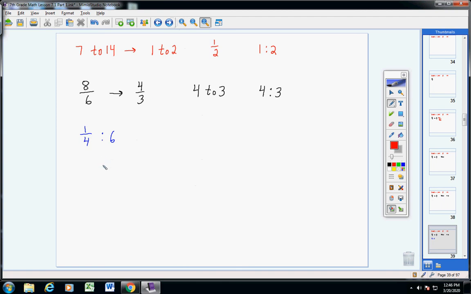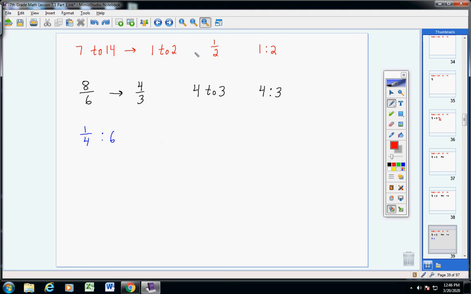Okay, so now I want you to take this ratio. Notice one of your numbers in your ratio is a fraction. We don't want that, okay? So I want you to, on your own, pause the video, multiply by a certain number, and rewrite your ratio so that it has no fractions. Pause the video and do that now.